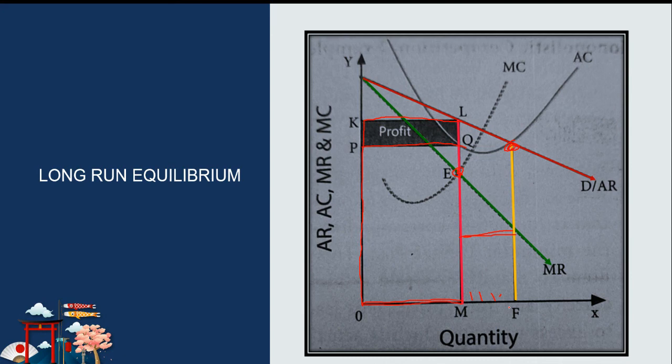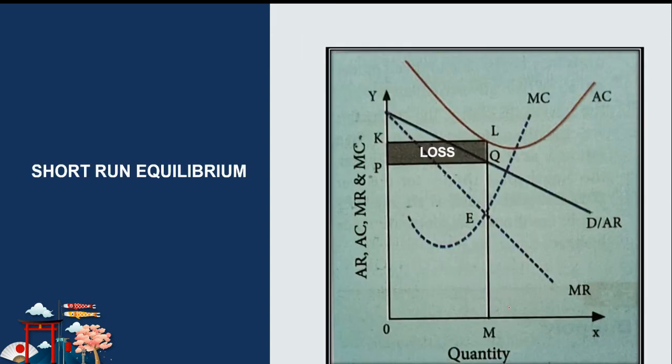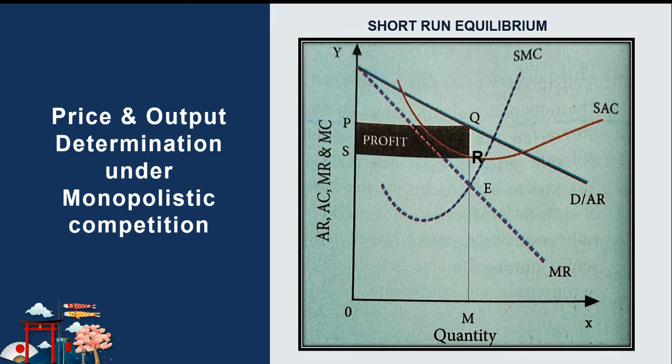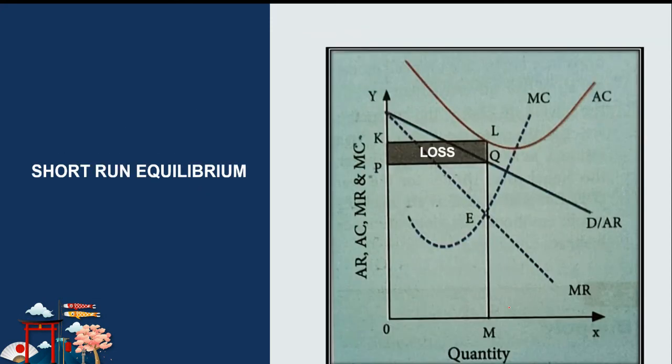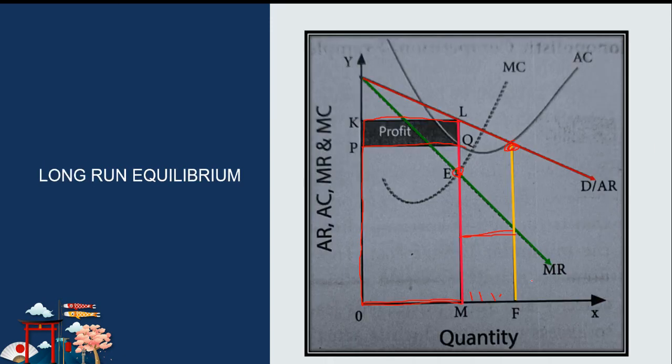In case they ask specifically, explain price and output determination under monopolistic competition during short period, you can stop with 2 diagrams, this diagram and this diagram. Suppose they ask, explain price and output determination under monopolistic competition during the long period, you can stop with this diagram alone. If they don't mention short period or long period, you will have to write all the 3 explanations and draw the 3 diagrams. So this is the only question that we have in 5 marks under monopolistic competition.